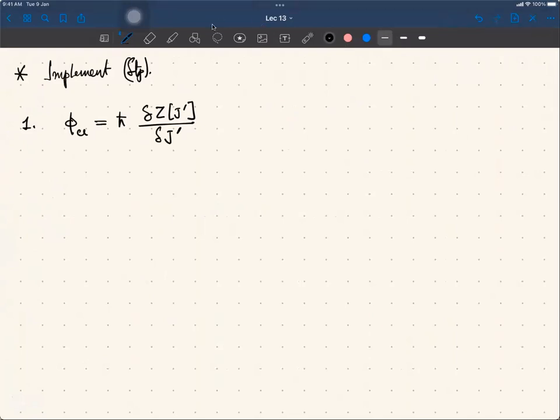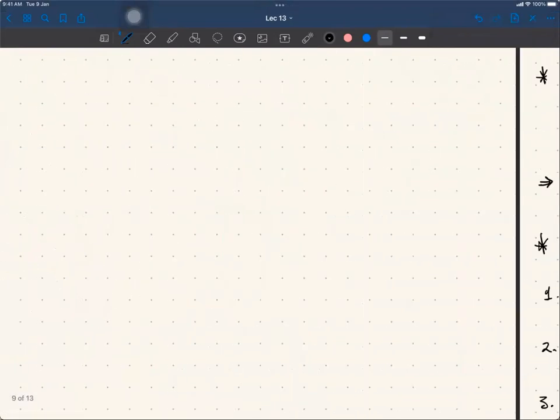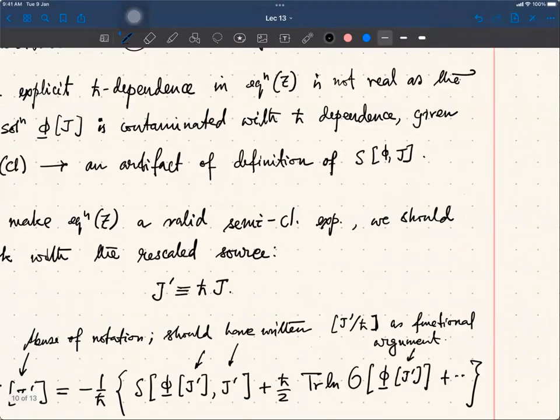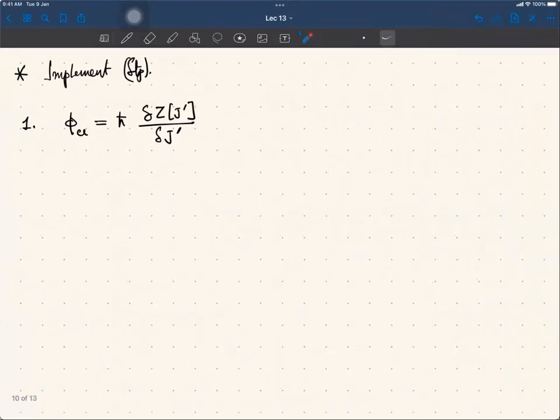And given this, the result that we got earlier about Z, which we have written here, right? So we have to take this. With a minus 1 over H bar factor, the extra H bar factor that we have in the modified equation cancels this 1 over H bar factor. So basically del J prime derivative of this entire quantity with an overall minus sign. That's the result. And let me write that.